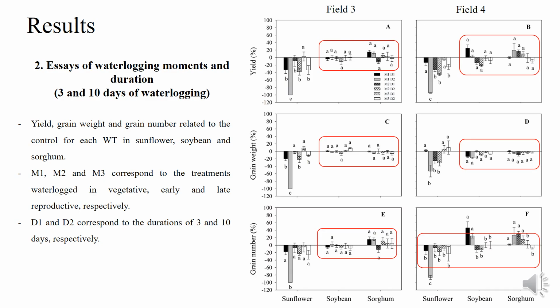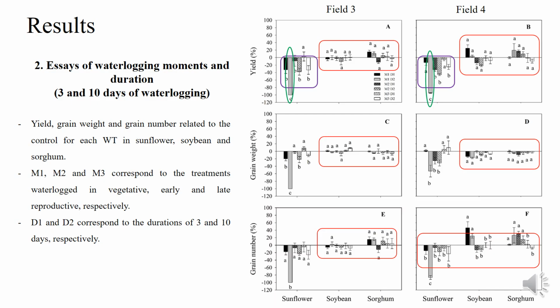And the same thing happened in soybean and in sorghum, for the field 3 experiment and for the field 4 experiment, which belong to different years. What you can see here is that we found 3 different responses. On the one hand, with the letter A, we found that soybean and sorghum didn't differ between treatments, so they didn't reduce yield or any component. And then for sunflower, we have 2 different responses.